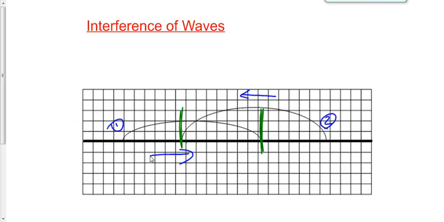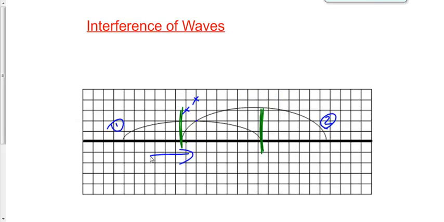2 plus 1 is 3. So what we end up seeing at that spot, at that moment in time, is a wave that's neither 1 above or 2 above, but rather it's 3 above. Let's do the same thing with the next one. Wave 1 appears to be about 2 blocks above. Wave 2 is 2 blocks above. Add them together, it gives me 4 blocks above.